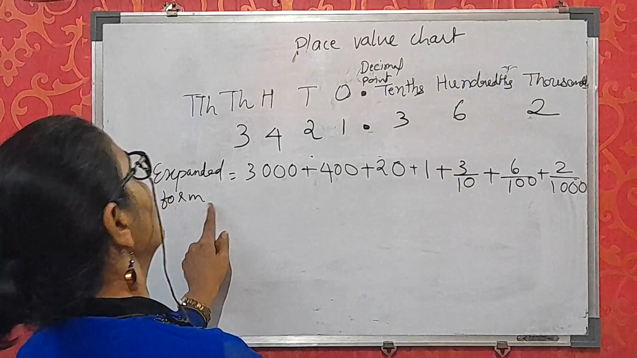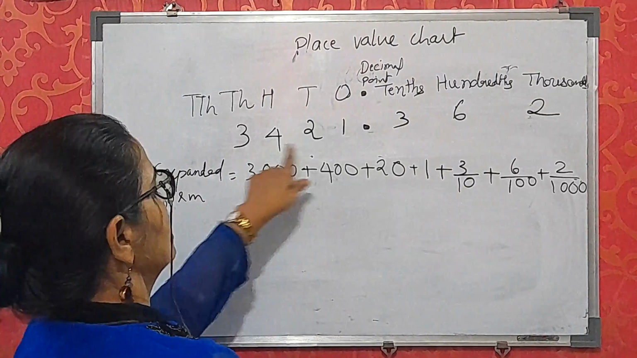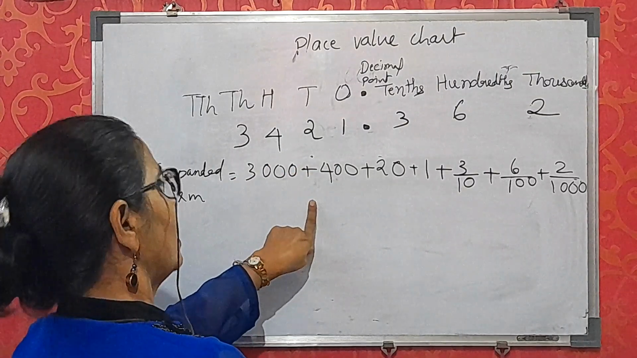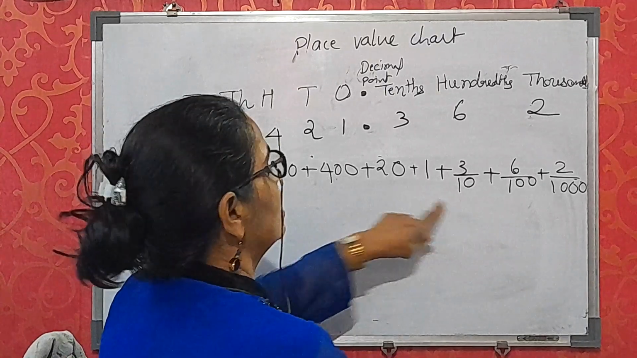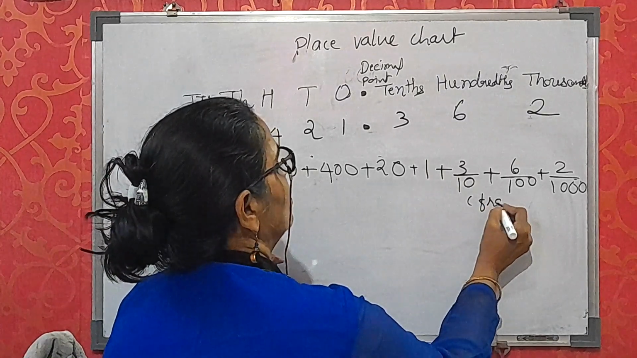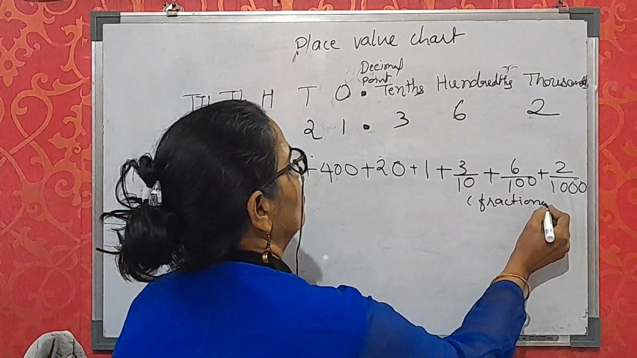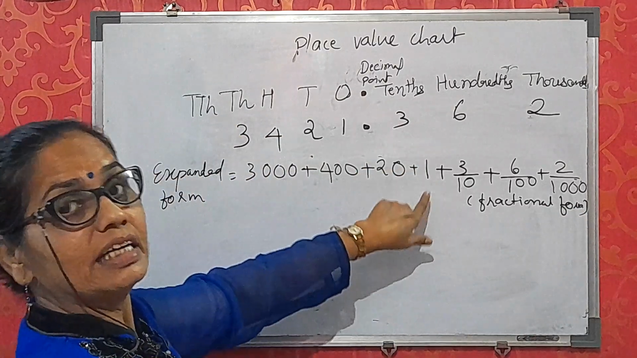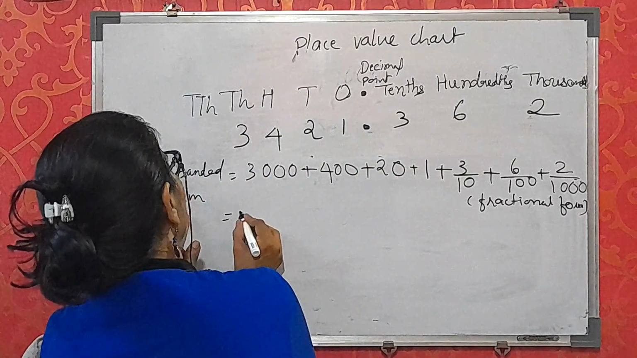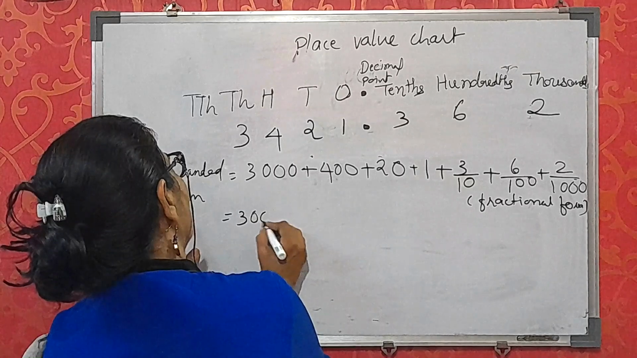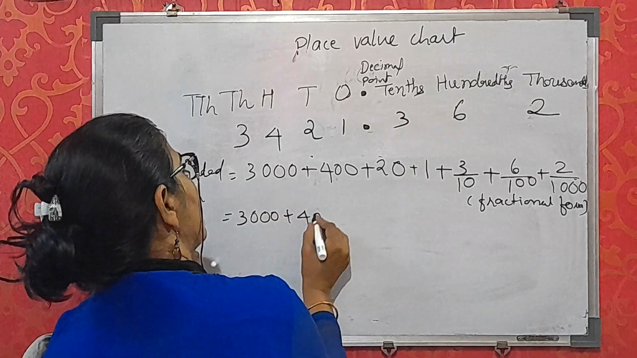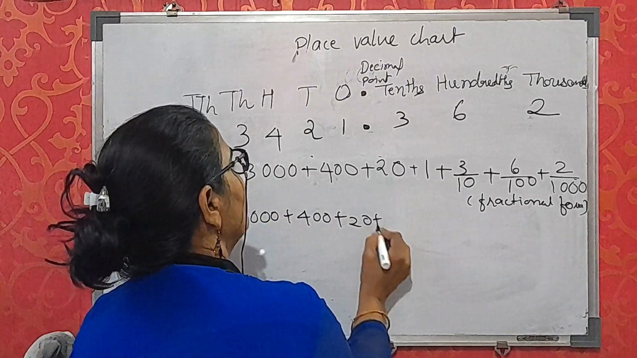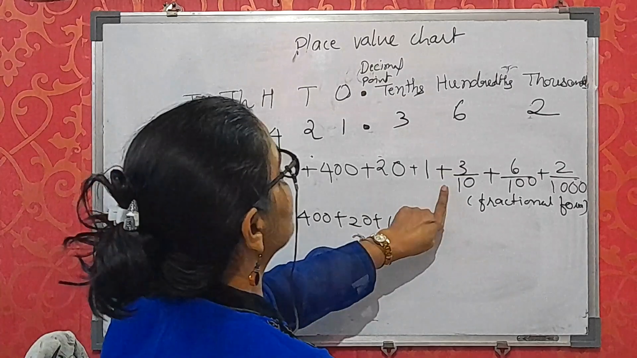You may call the place value of this number also this way. Now this is in a fractional form. This place value is in a fractional form. Now how will I write it in a decimal form? So here the whole numbers before the decimal point will be written the same way. Only the fractional form numbers will be changed.